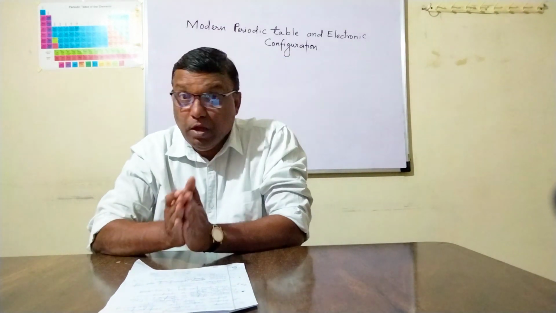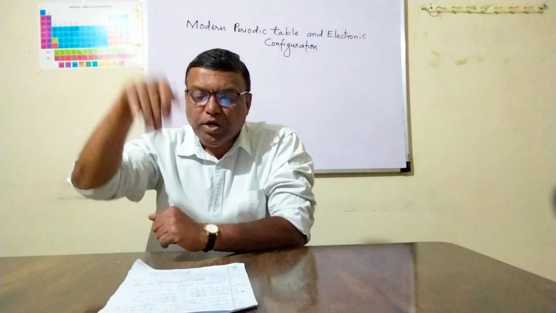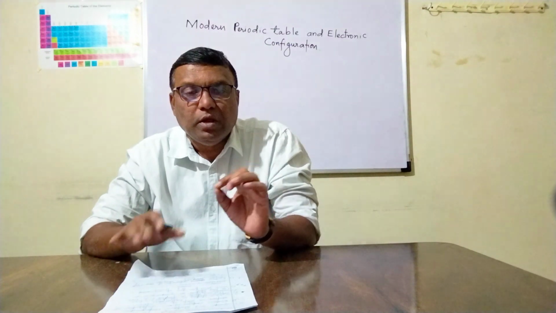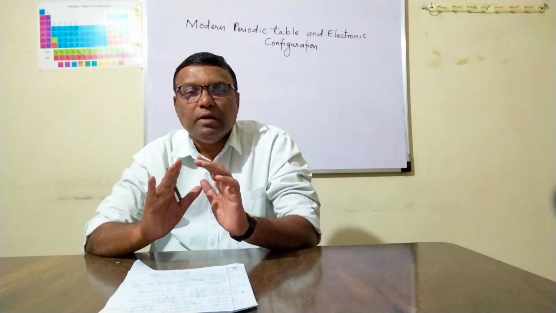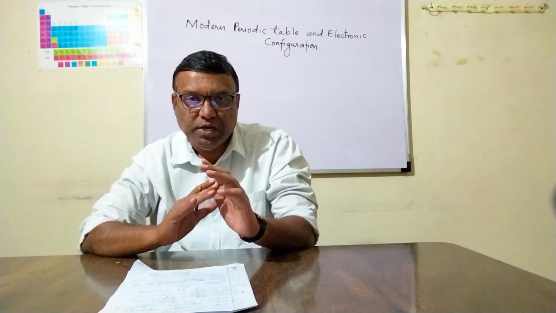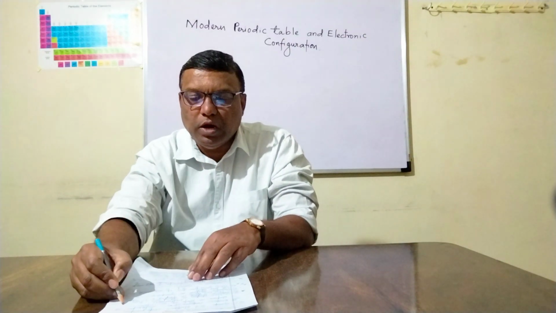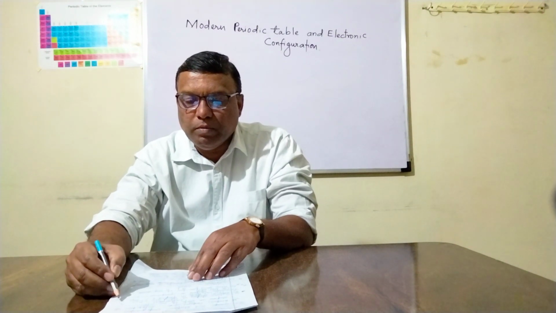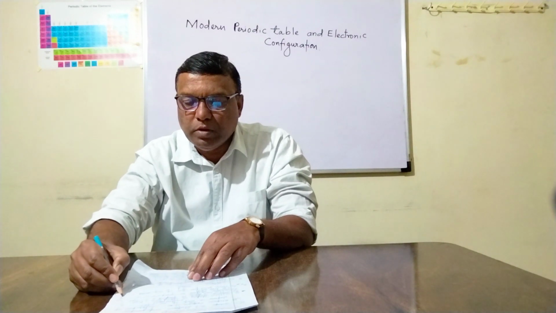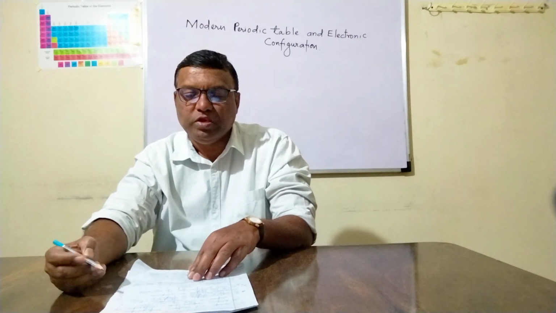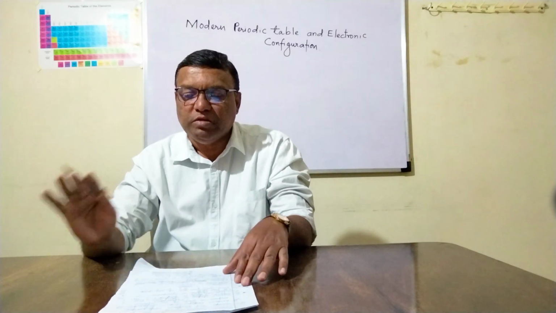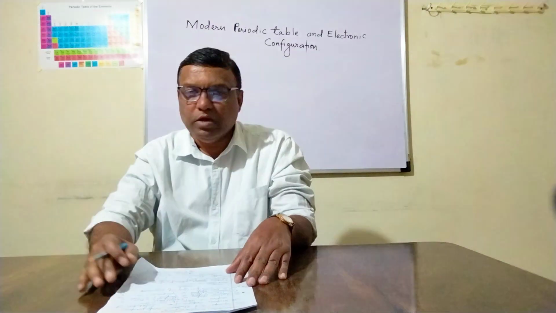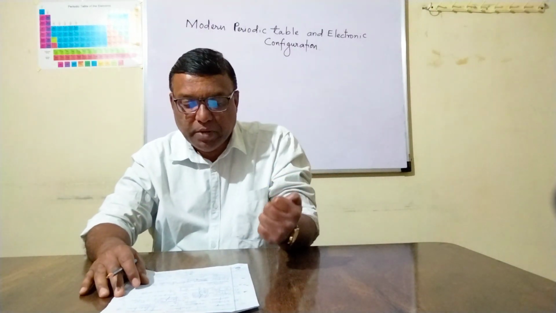Let us take one example. Let me remind you the point: as we go down in a particular group, take the example of group number first. Group number first is called alkali metals. Hydrogen, lithium, sodium, potassium, rubidium, cesium and francium. These are the elements present in group number first. We have seen. Okay, you remember.